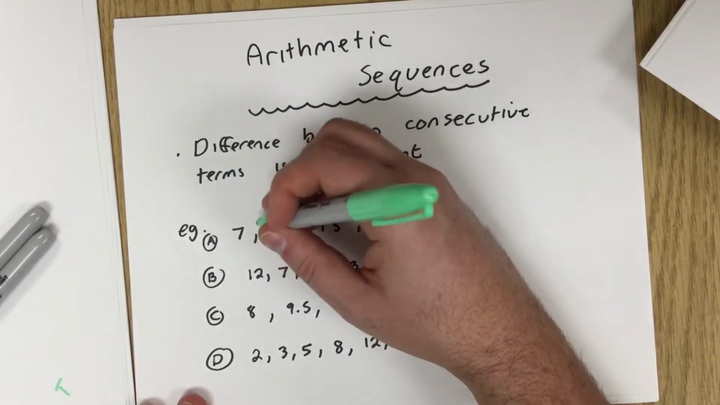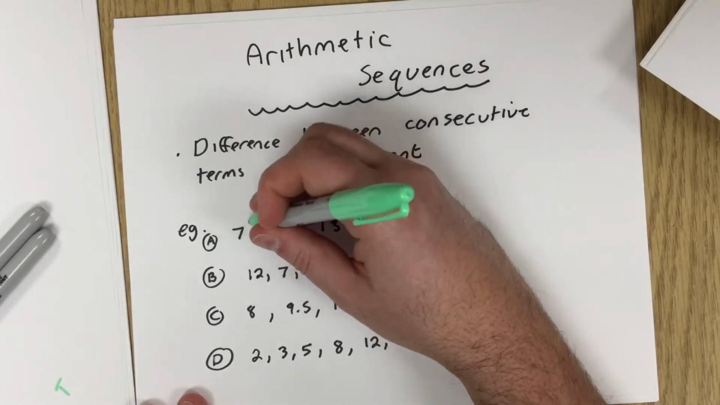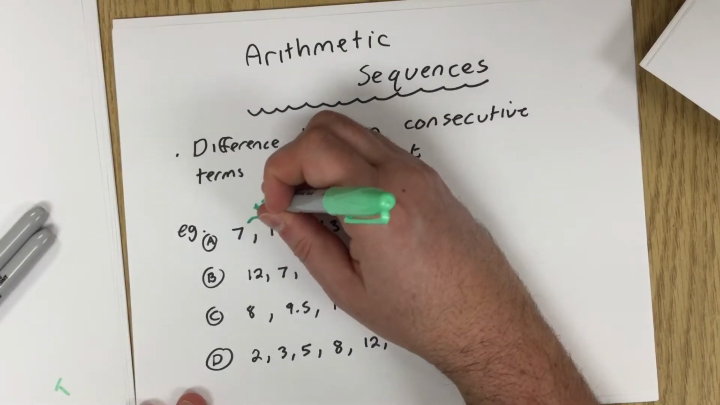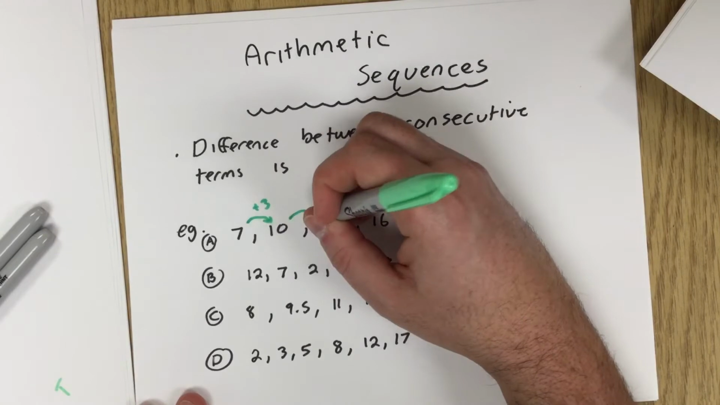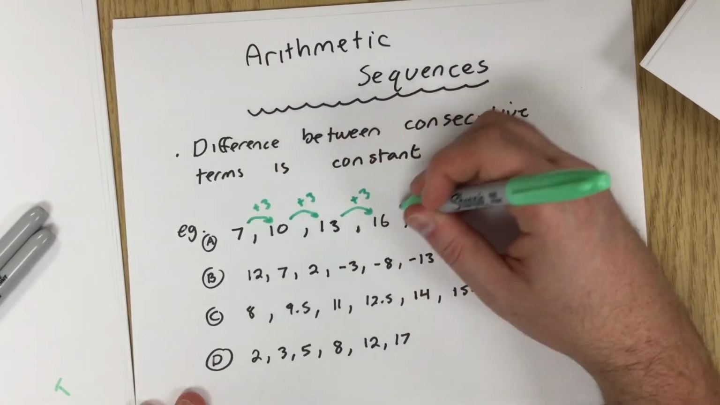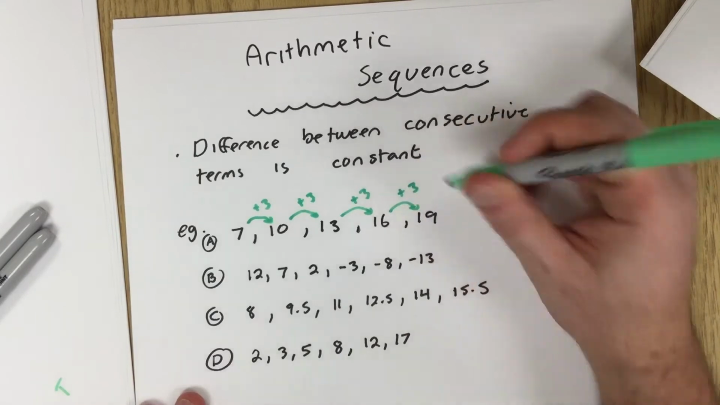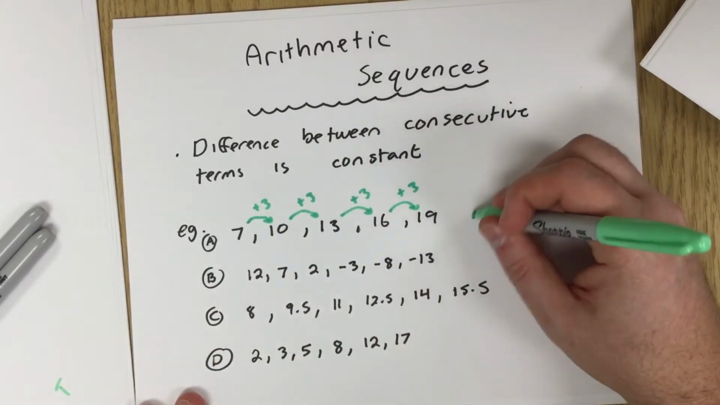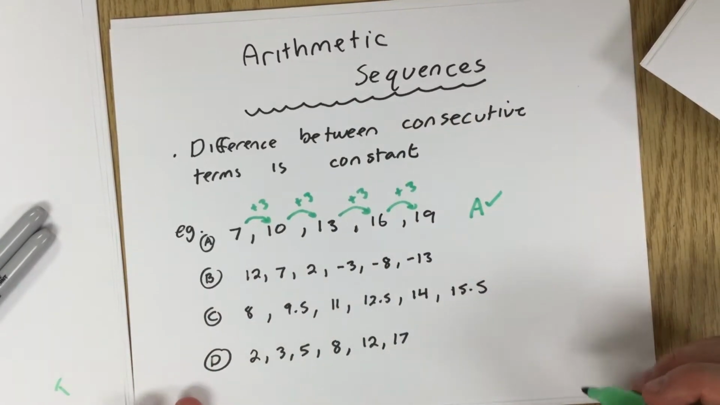You're going to subtract. So going from there to there, 10 minus 7, that's plus 3. And 10 to 13 is plus 3. And that is plus 3. And that is plus 3. Is it constant? Absolutely. So it's arithmetic.